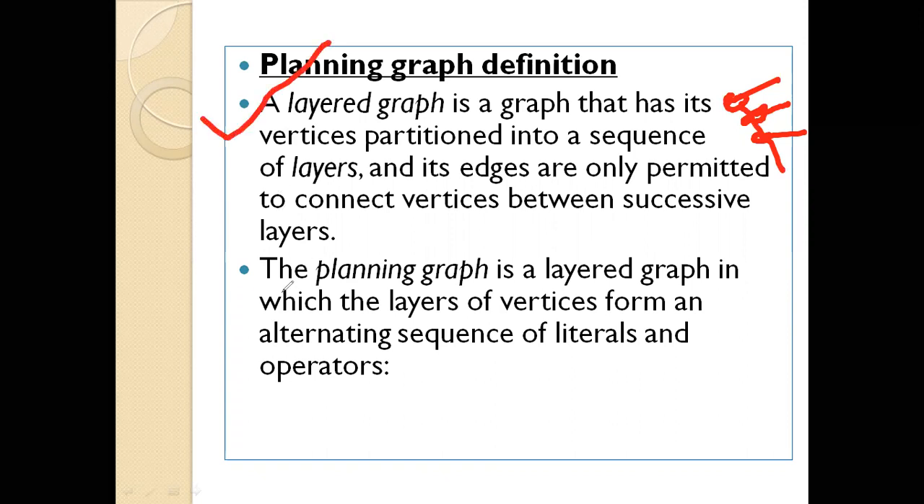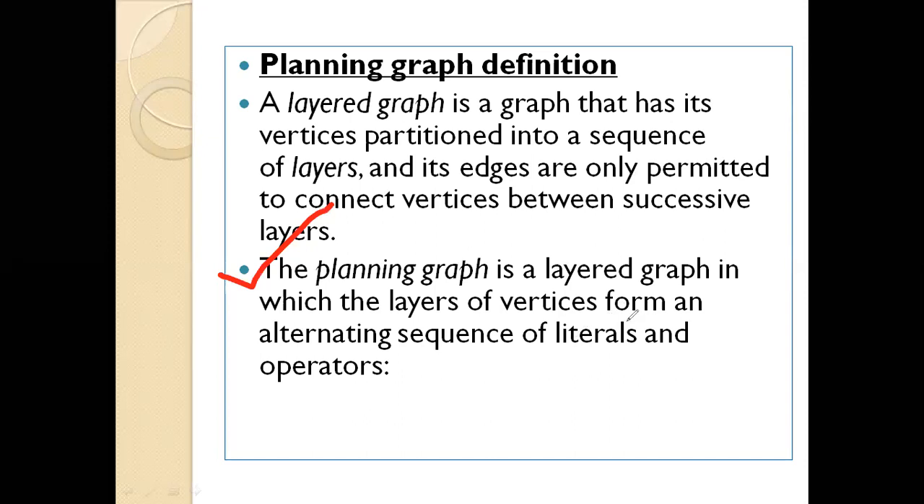Then planning graph is what? Planning graph is a layered graph. Do you remember that? Planning graph is a layered graph, where the layers of vertices form an alternating sequence of literals and operators. In this case, an alternating sequence of literals and operators means once we have a literal, then we have operators, in that way.